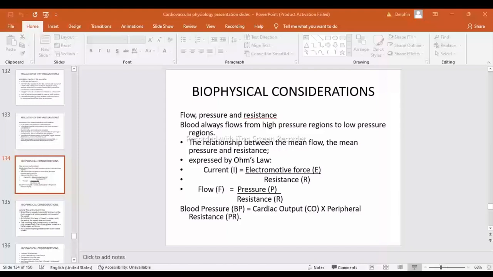Suppose there is atherosclerosis. Atherosclerosis is hardening of blood vessels. There is an increase in resistance. Suppose they have high levels of red blood cells, there is also a decrease in velocity. There is an increase in resistance.